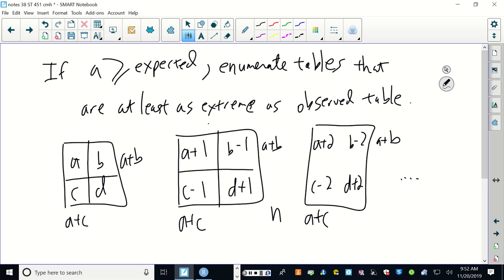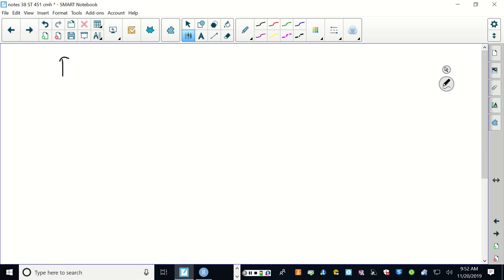So our p-value, in words, is the probability of getting a result as extreme or more extreme than we got if the null hypothesis is true. These tables are more extreme, bigger than the expected value, same expected value in all cases. And the probability of a table comes from this hypergeometric.